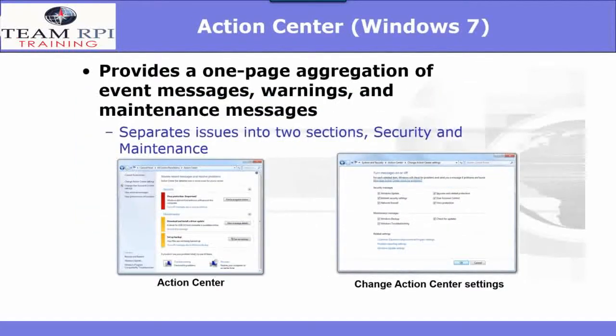Now let's take a look at the Action Center. It provides a one-page aggregation of event messages, warnings, and maintenance messages. So if you need, for instance, to install antivirus, you will find that warning message in the Action Center in Windows 7. It separates issues into two sections, security and maintenance, and is easily color-coded to know what you should pay attention to first.